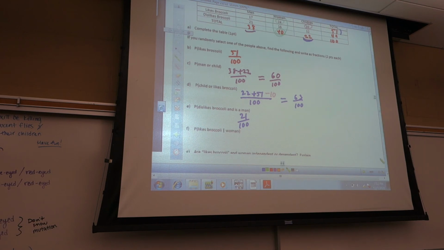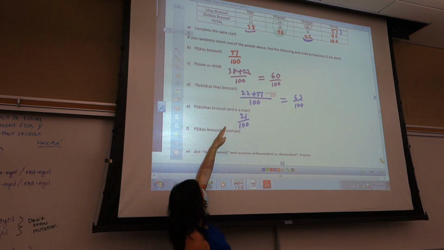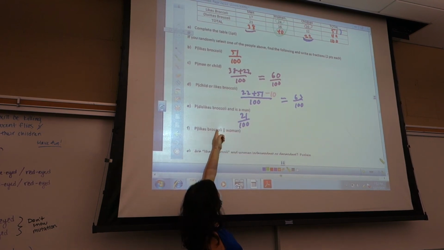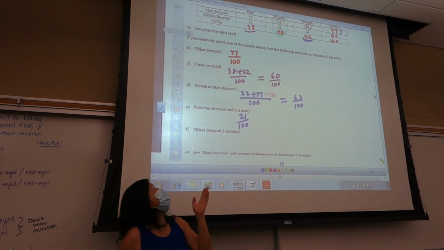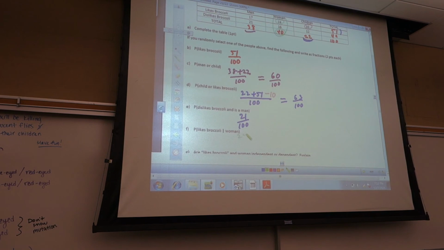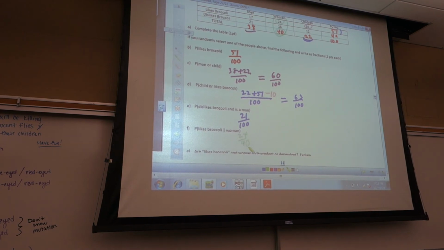And remember, everyone look up. See this division, this given symbol? It looks kind of like a division sign. You're dividing by the number of women. Right? So the broccoli lovers, broccoli women, divided by the number of women. So you're dividing by 40. So this is going to be 24 out of 40. And the last one is likes broccoli and women independent or dependent.